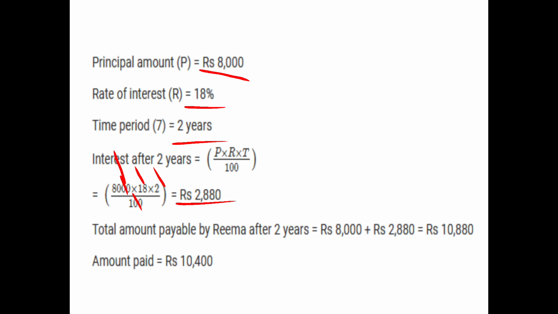So total amount, how can we pay? For the total amount, I have already told you the formula: principal plus simple interest is equal to amount. The principal is 8,000 and the interest is 2,880. If you add the two amounts, we get the amount, that is 10,880. So this is the answer.